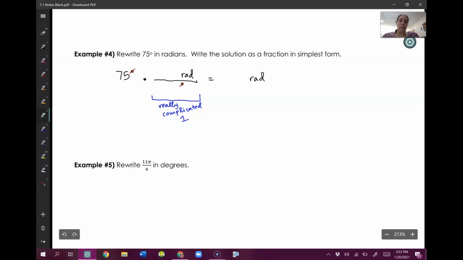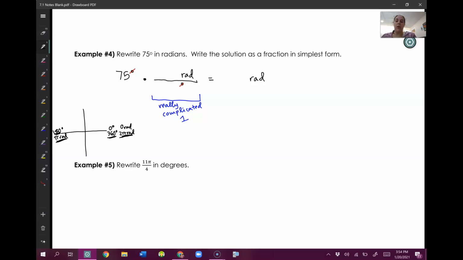Now, here's what I mean by a complicated 1. I know that a full circle, 0 to 360 degrees, is the same as 0 radians to 2 pi radians. So 360 degrees and 2 pi radians are the same thing. However, I also then know that if I go all the way over here to 180 degrees, that's going to be the same as pi radians. So 180 degrees is the same thing as pi radians.